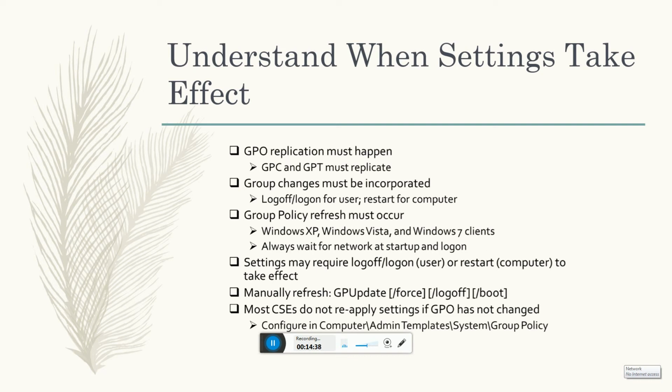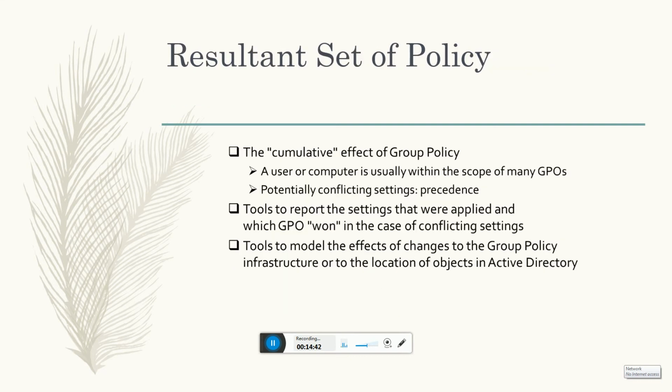Configuration: computer, administrative templates, system, group policies result in a set of policies. The combined effect of group policy on a user or computer is usually within the scope of many GPOs. The tools show repeated settings that were applied and the GPO they came from in the case of a complicated setting. The tools also show the effect of changes to the group policy infrastructure or to the location of objects in Active Directory.